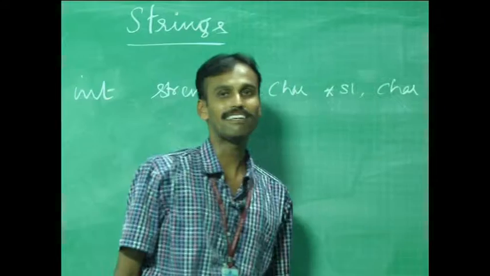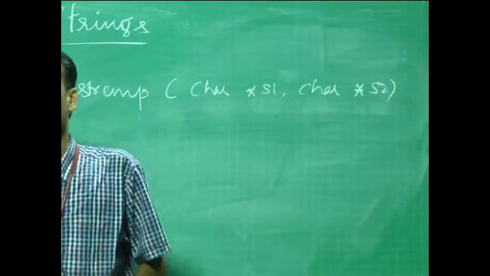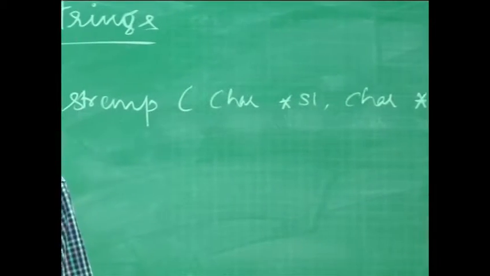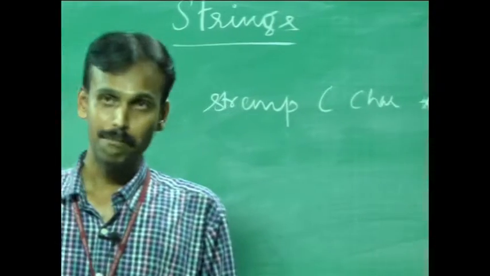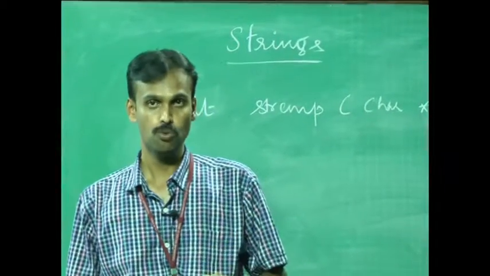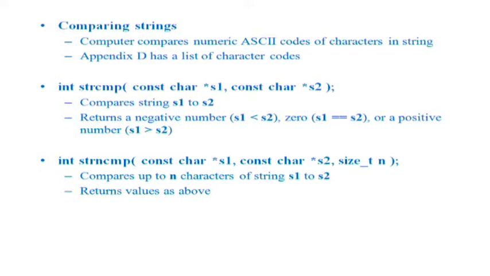How does comparison take place here? The function compares string s1 to s2. It returns a negative number whenever s1 is less than s2. It returns a 0 if s1 is equal to s2, and it returns a positive number if s1 is greater than s2. Say, for example, I have passed two strings s1 and s2 into this function.